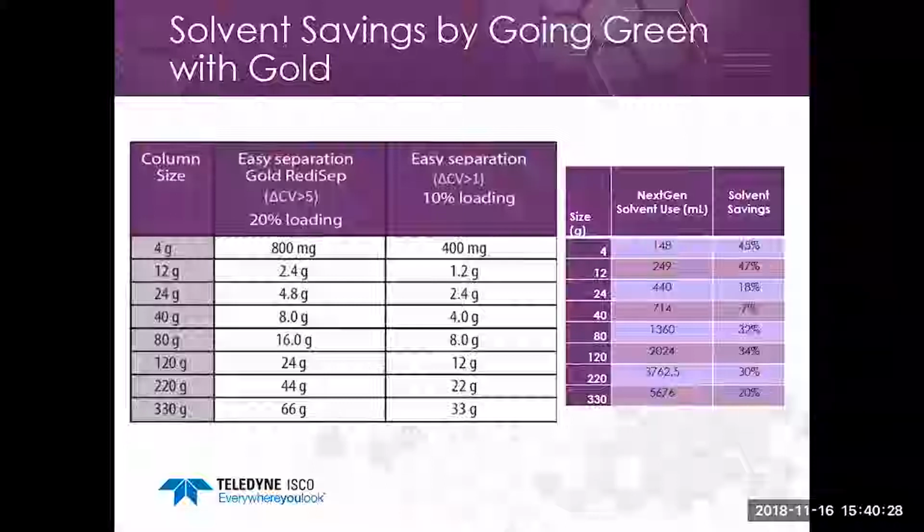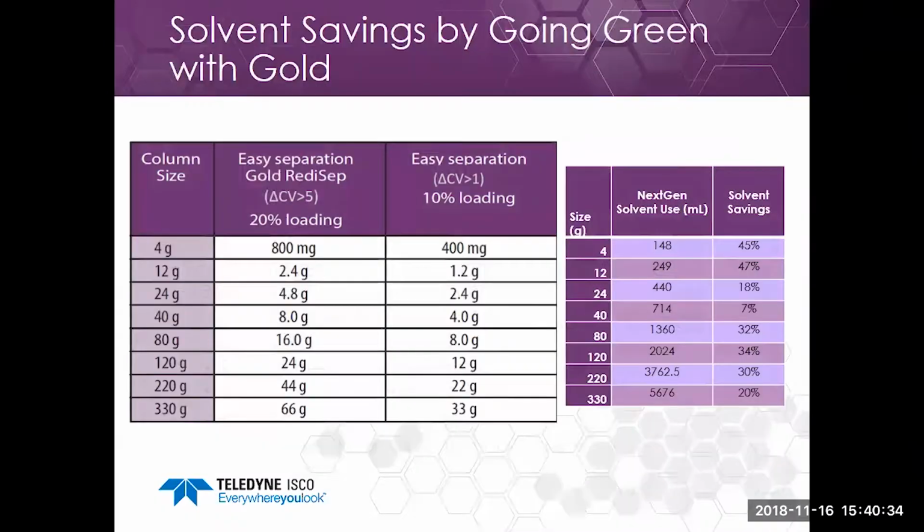So to illustrate the solvent savings by going green with the gold columns, we're going to look at this example here. We can look at the solvent use on the right for the different column sizes. We're doing the same default method for the ReadySep and the ReadySep Gold. They're doing the same method, same flow rates, same gradient profile. So the solvent use is going to be the same for all the column sizes.